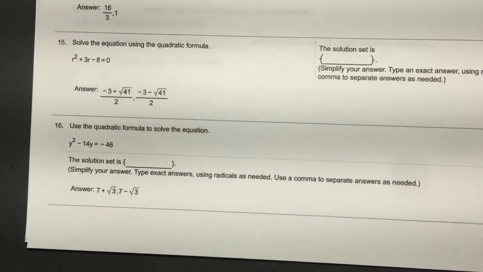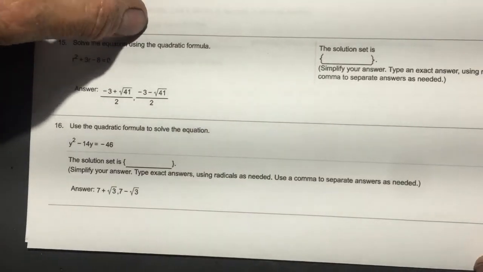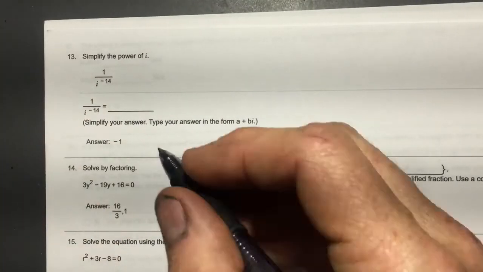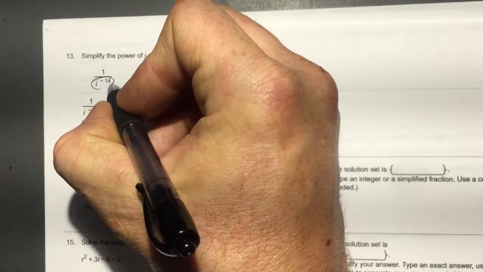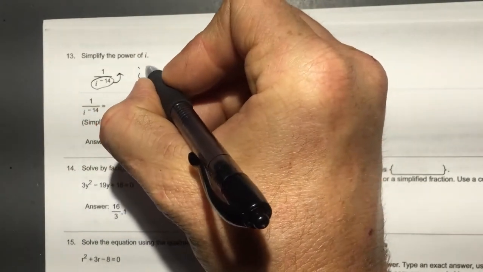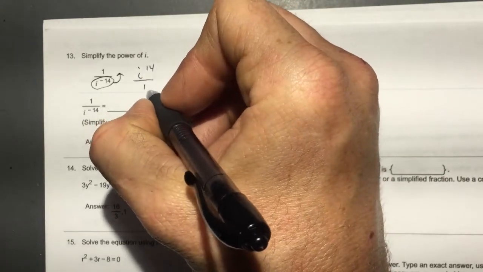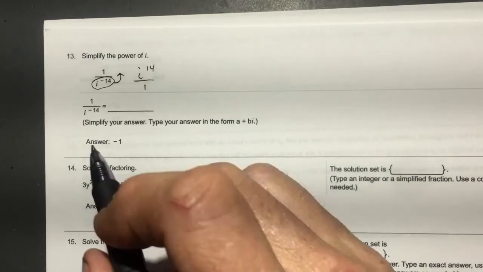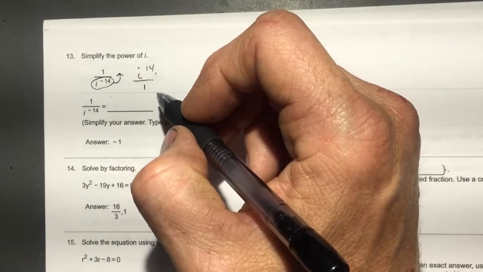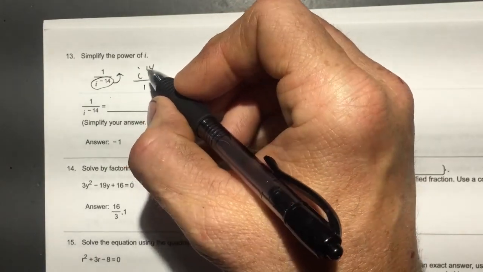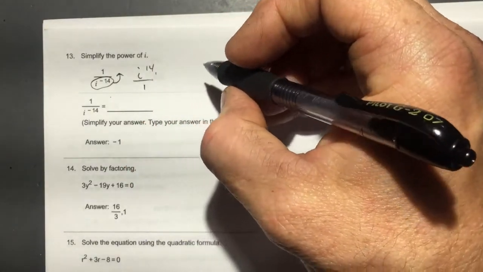Okay, number 13. 1 over i to the negative 14. Now this being in the denominator as a negative exponent can move up, which would make it i to the positive 14 in the top, and then in the bottom it's just a 1. But that's what you have when you have negative exponents. The negative exponent will move to the top and make it a positive exponent. Now, as we've done before, this is i to the 14.